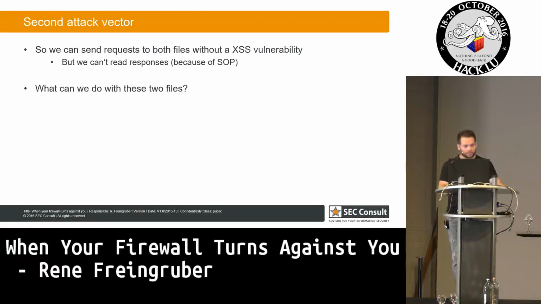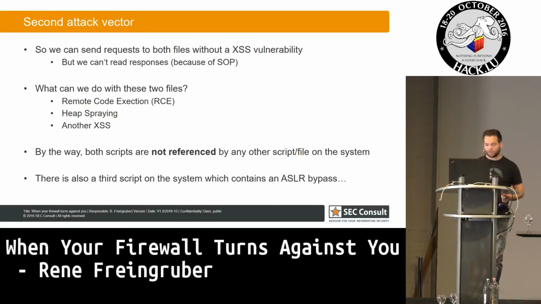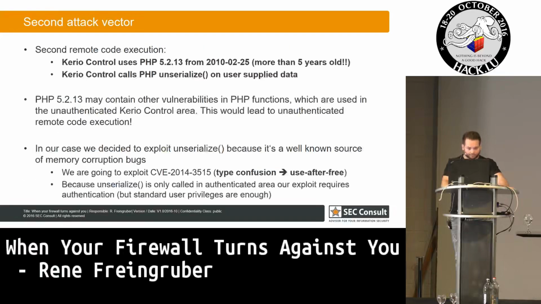And it's really strange because these two files contain many different vulnerabilities like remote code execution, the possibility to do heap spraying, and cross-site scripting. They also have another script which includes an address space layout randomization bypass, which just leaks heap pointers and stack pointers in the PHP scripts. And both files are not referenced by any other file or script on the system, and just make the whole attack work. So I don't really know why they have these two scripts there.